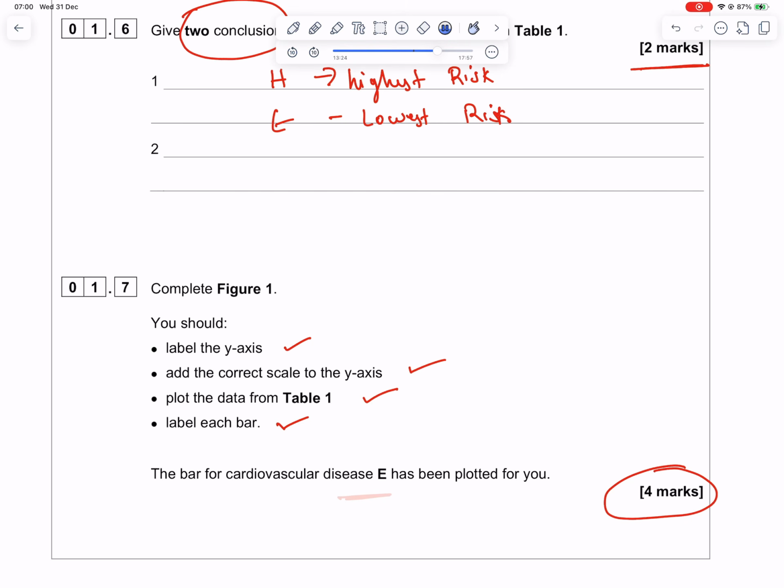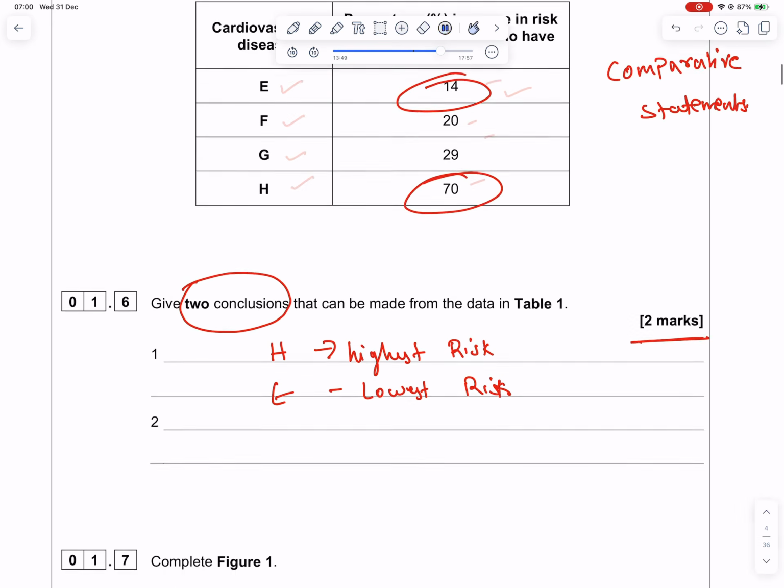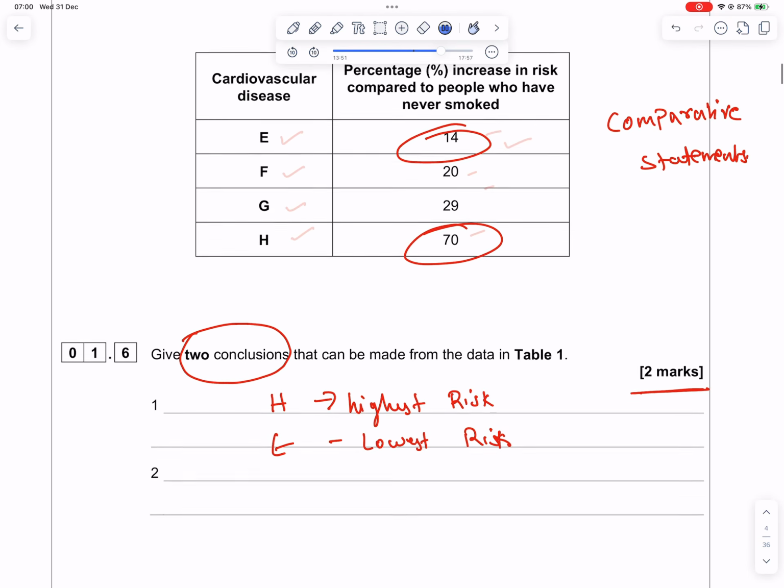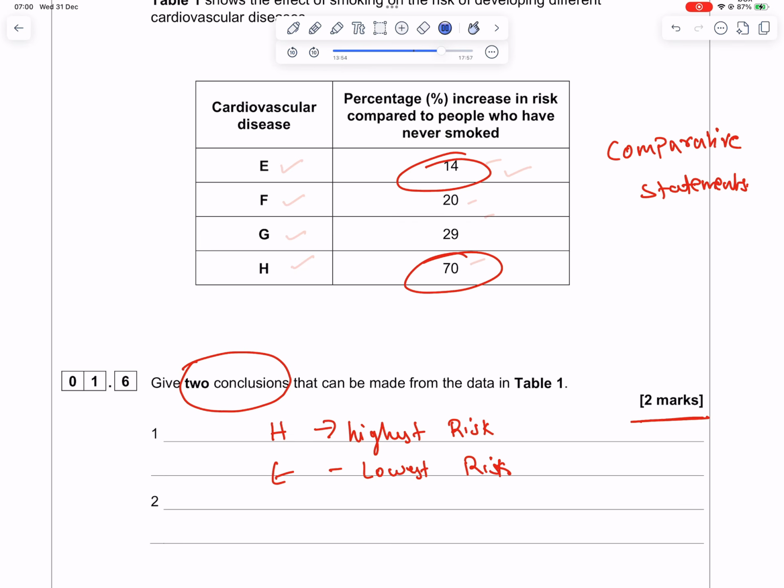Now let me tell you, when I have question 1 and then I have 8 sub-questions in question 1, let's say from 1.1 to 1.8, these are what we call nested questions. So in question 1.7, you might have to take data from the previous questions, as it is saying here that the bar for cardiovascular disease E has been plotted for you. So labeling the y-axis, adding the correct scale, plotting the data, and labeling each bar. So here is the data.